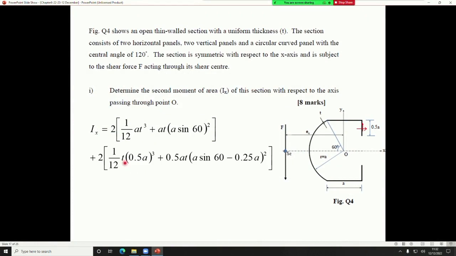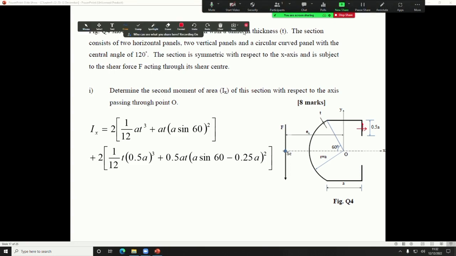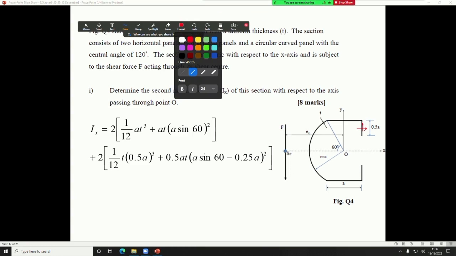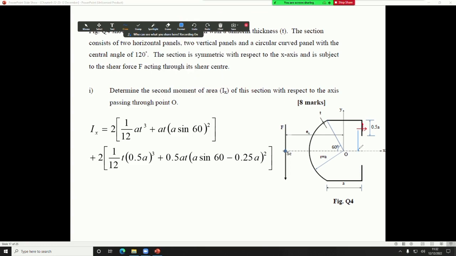So 1 over 12 T times half A cubed with respect to its own axis, then half A T is the area, and this is this distance here squared. As I said, this is the difficult part. I mean, this is relatively difficult. It's this distance. Any problem with this part of the question?